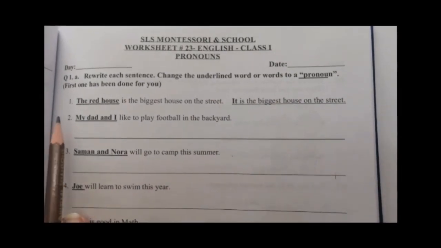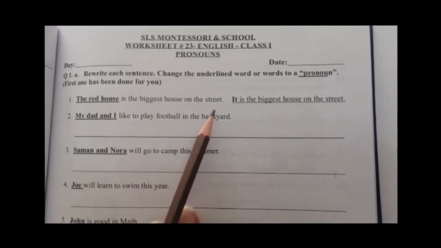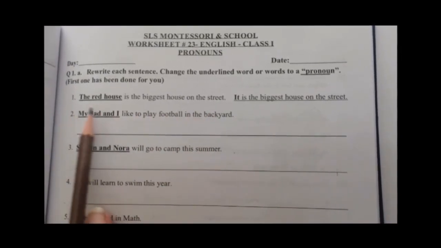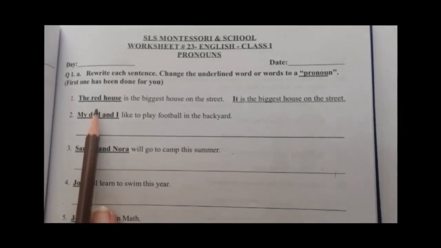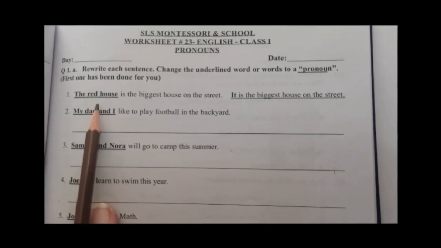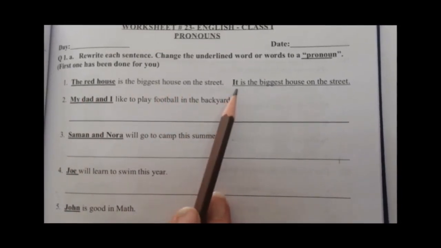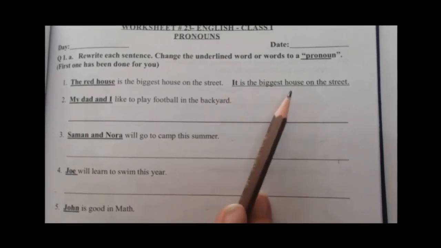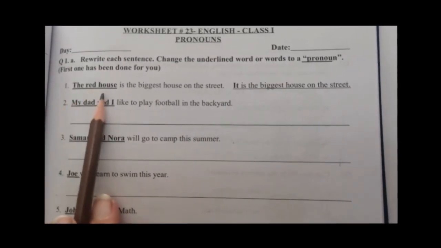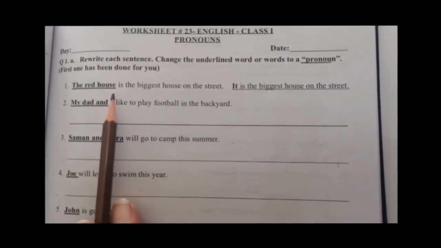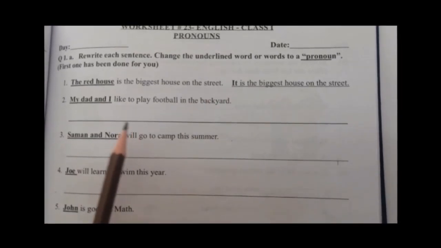So let's read the first sentence. The red house is the biggest house on the street. The red house is underlined. So this is a thing. So which pronoun are we going to use for the red house? It. Now see here. It is the biggest house on the street. We just replace the red house with it and the rest of the sentence is all again the same.